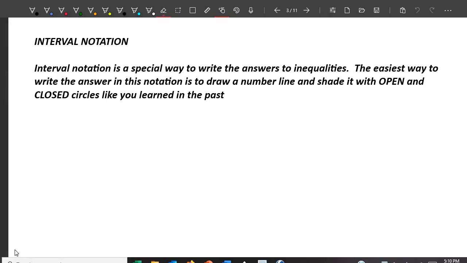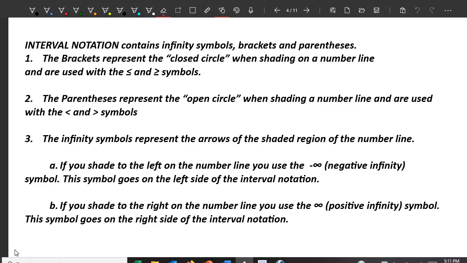This lesson is on interval notation. Interval notation is a special way we write the answers to inequalities. Shading on the number line and putting the open and closed circles will help you in determining what the interval notation will look like. Now, the interval notation is going to contain infinity symbols, brackets, and parentheses.